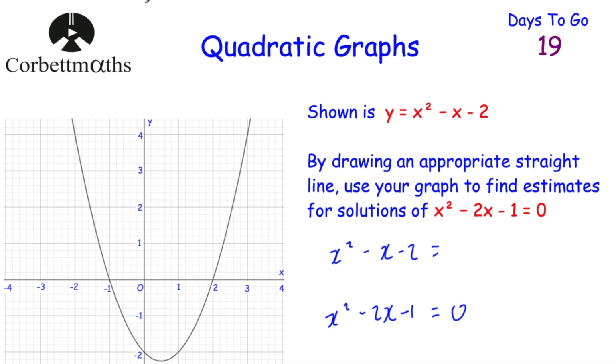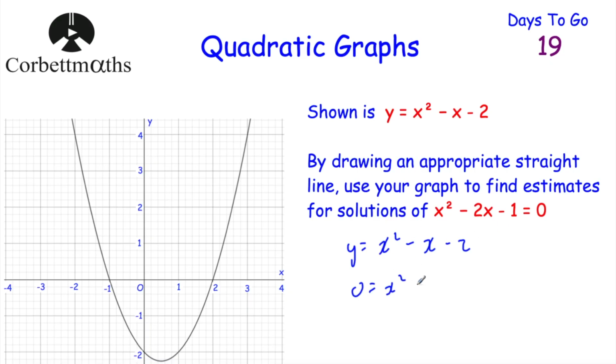So in other words, we can consider our y equals x squared minus x minus 2, what we were given in terms of the question, the quadratic. We can then write down here 0 equals, and we're just going to turn this around, x squared minus 2x minus 1. And if we take them away, it'll tell us what the linear would be.